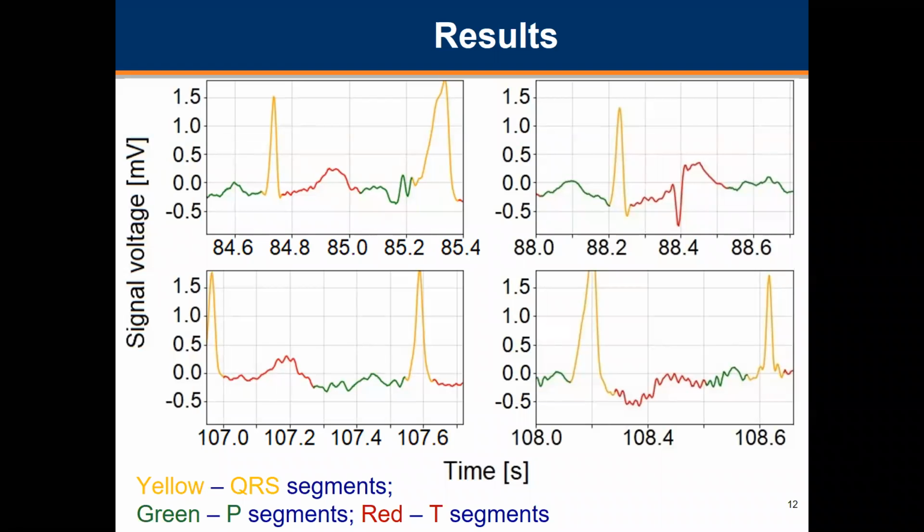The detected and classified segments of the three different types, QRS yellow line, P green line, and T red line, are presented in these figures. It may be observed that the classification here is correct.